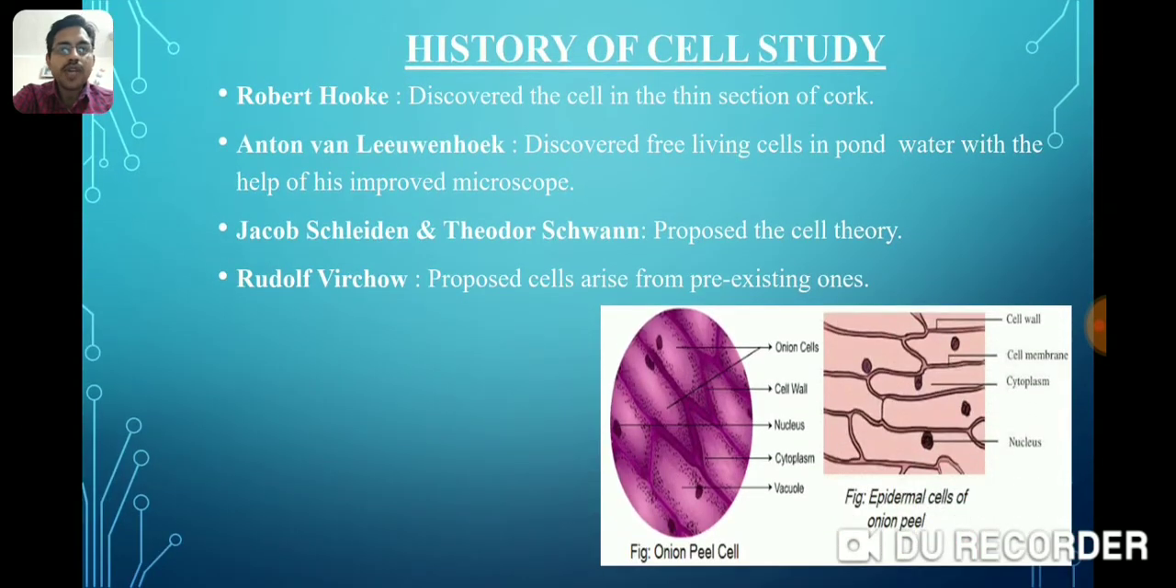Let's talk about the history of the cell. The cell was discovered by Robert Hooke. He discovered cells from a thin slice of cork, which is obtained from the bark of a tree. Cell in Latin means a little room. Antony van Leeuwenhoek discovered free living cells in pond water with the help of his improved microscope. Matthias Schleiden and Theodor Schwann proposed the cell theory, according to which all living structures are made up of cells. Rudolf Virchow added one more point to the cell theory by proposing that new cells arise from pre-existing cells.